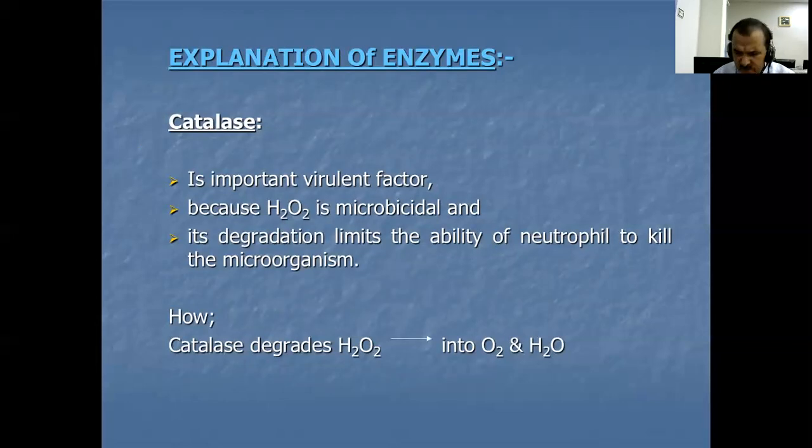Now, let us know about the enzymes which are produced by Staphylococcus aureus. Catalase enzyme is an important virulence factor because hydrogen peroxide is microbicidal, and catalase degrades it, limiting the ability of the neutrophil to kill the microorganism. How? Catalase degrades hydrogen peroxide into oxygen and water.